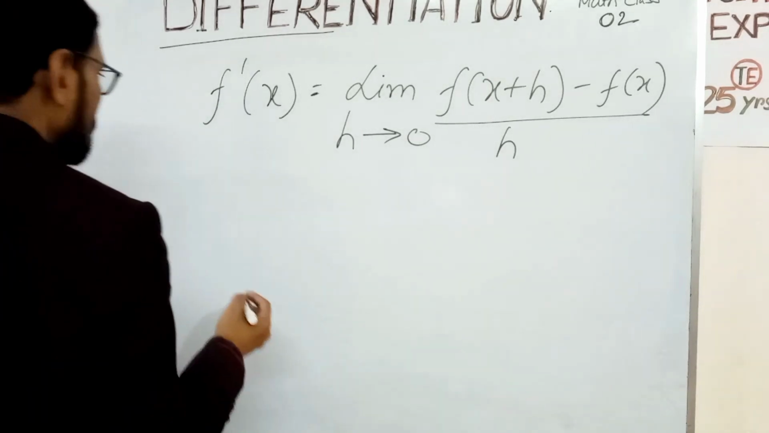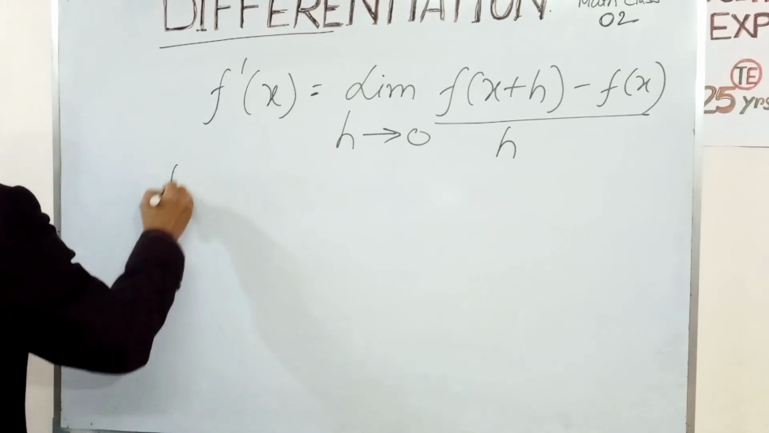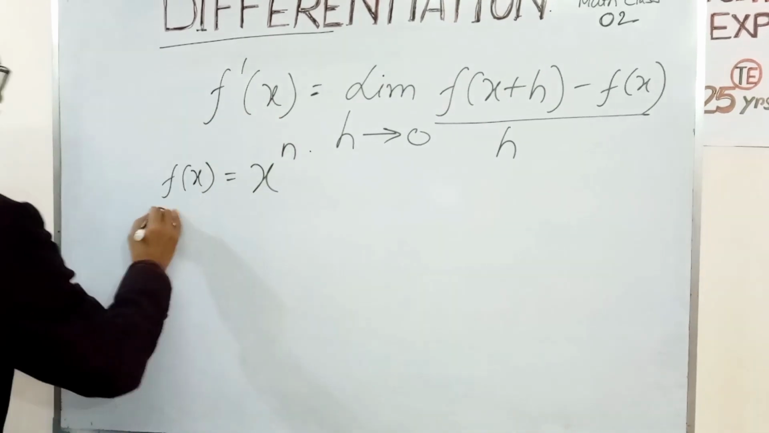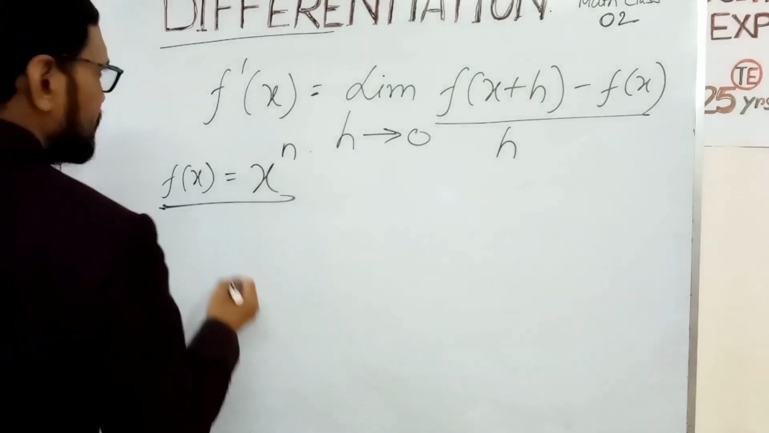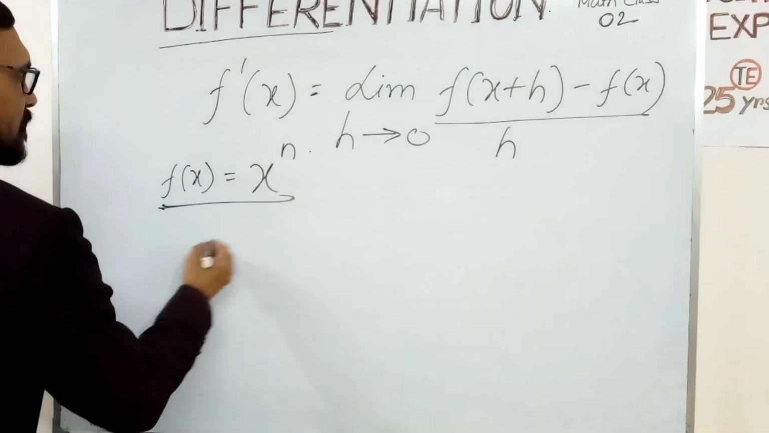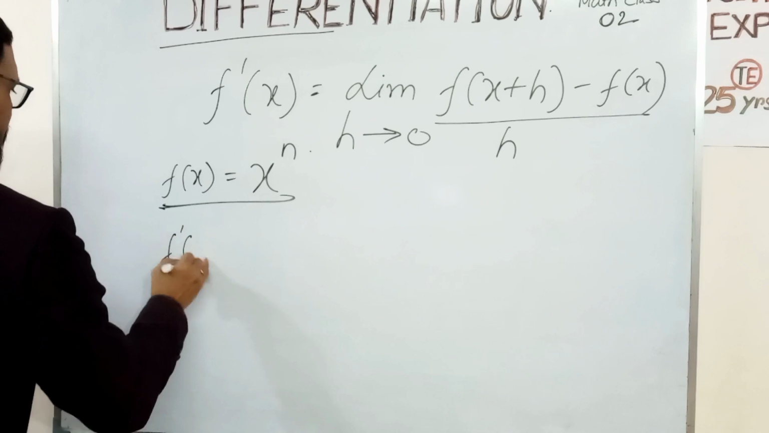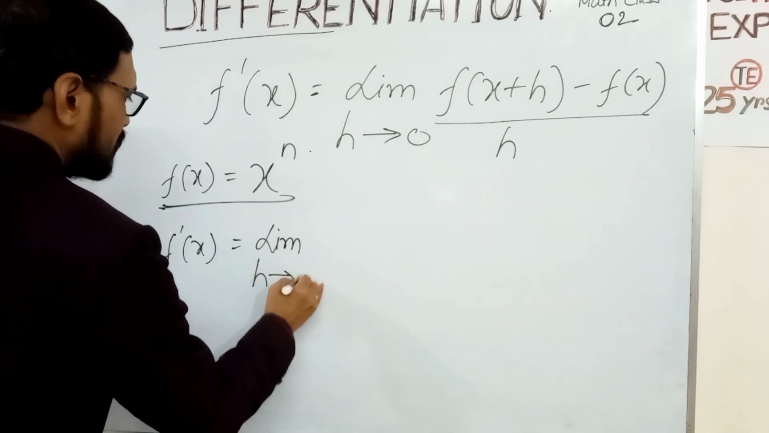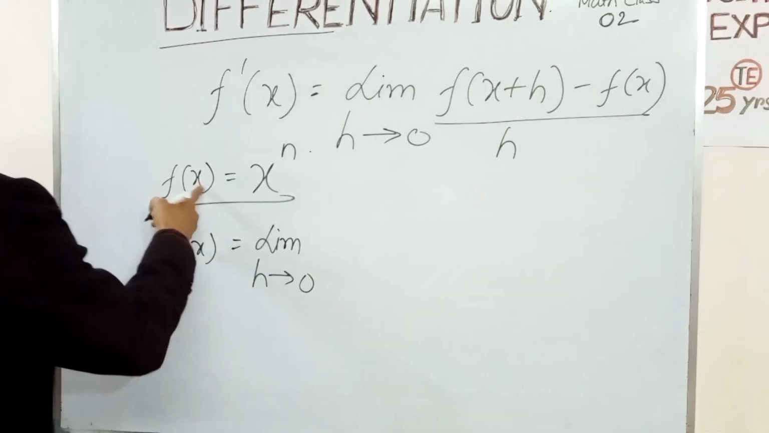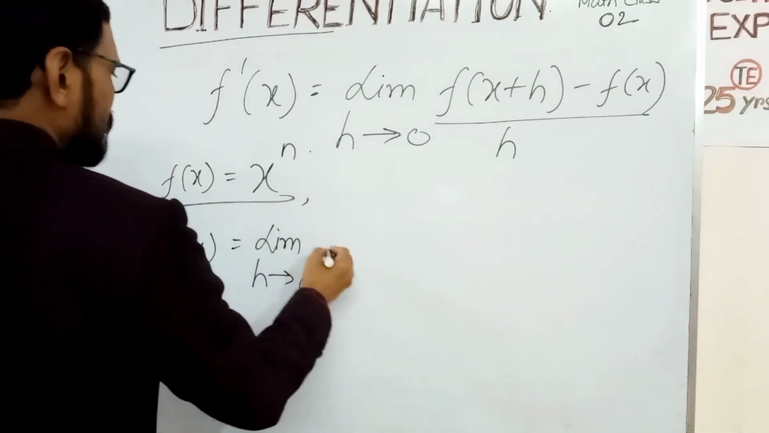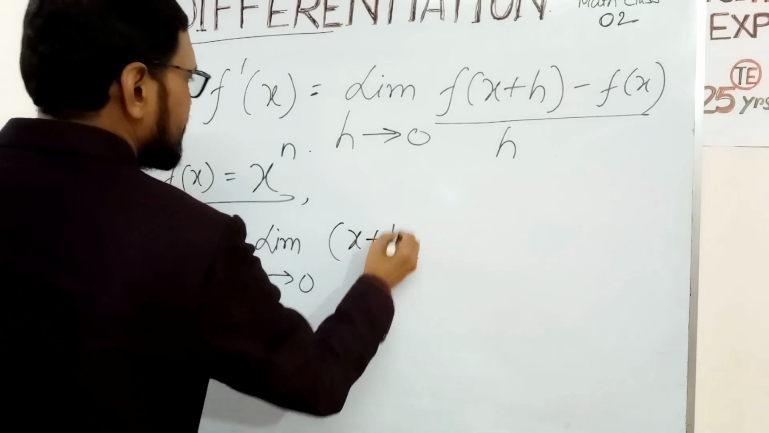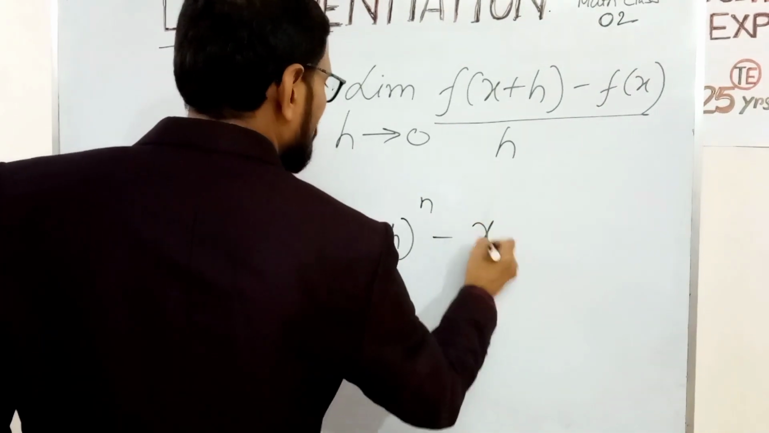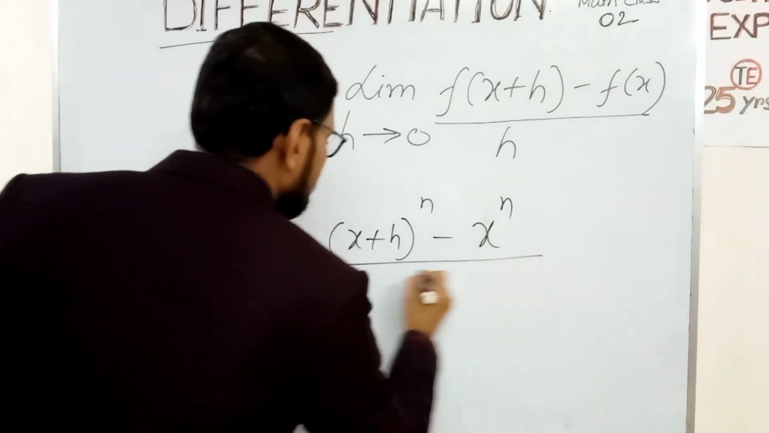First function is f x equal to x to the power n. So from the definition, f dash x equal to limit h tends to 0 of f of x plus h minus f x by h. Here f of x plus h will be x plus h whole to the power n, minus x to the power n, by h.